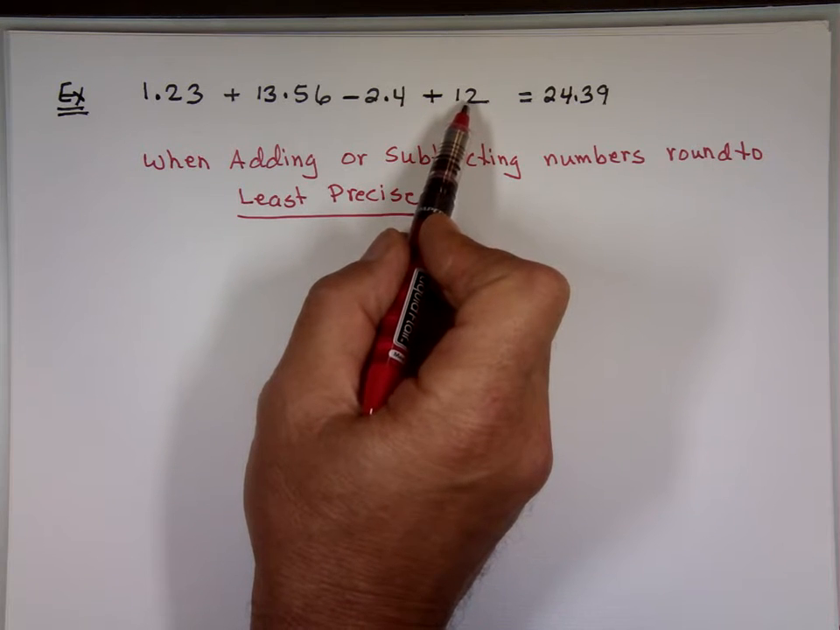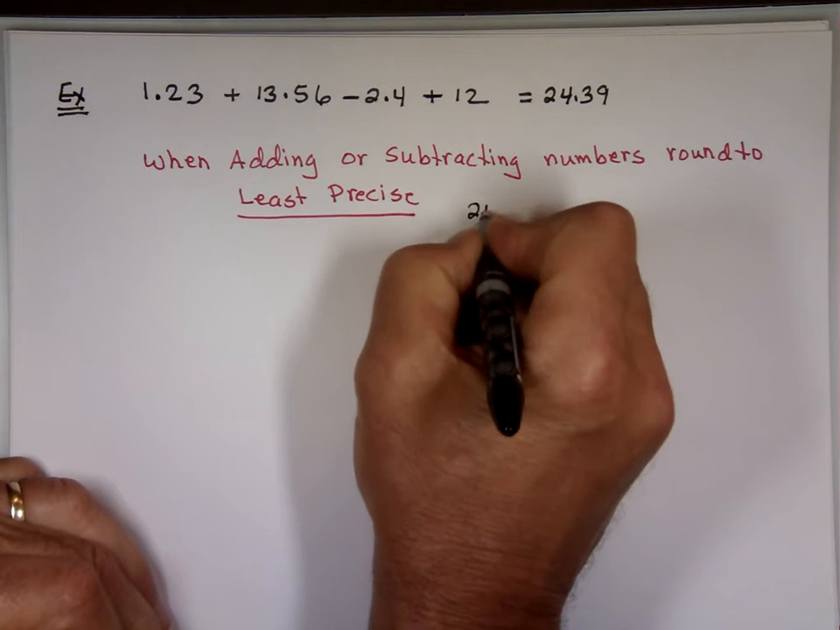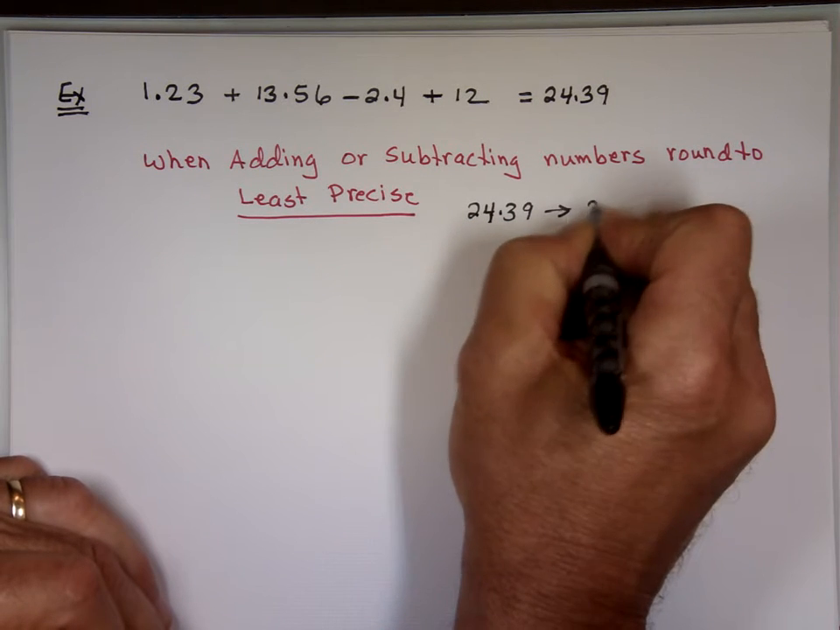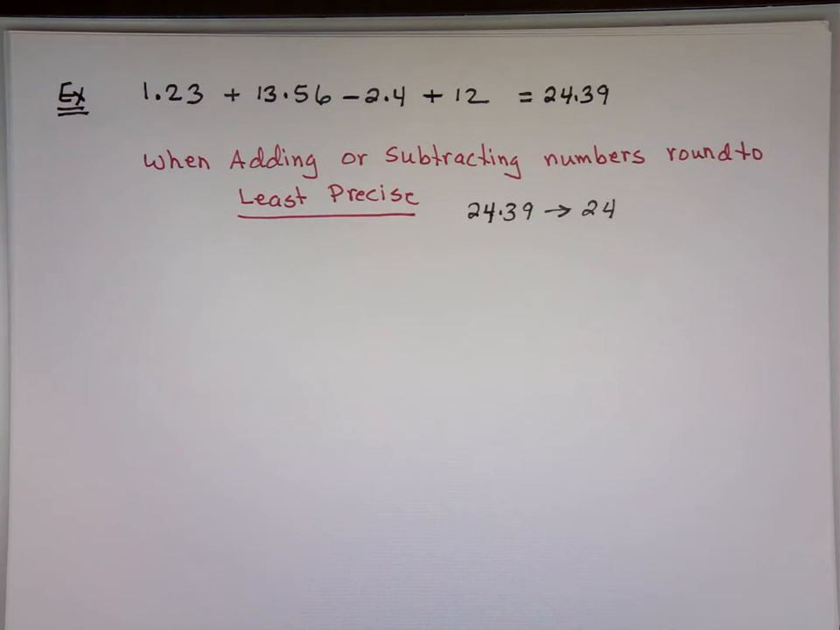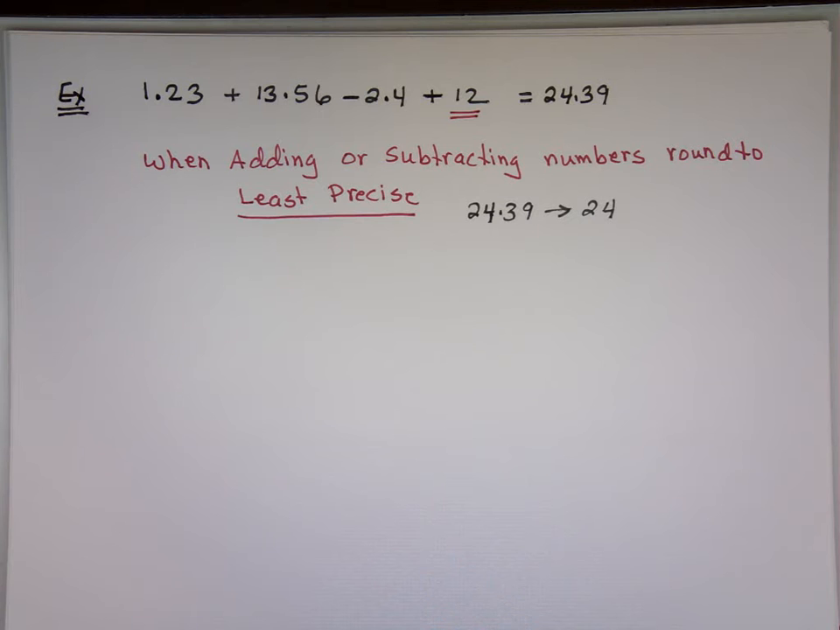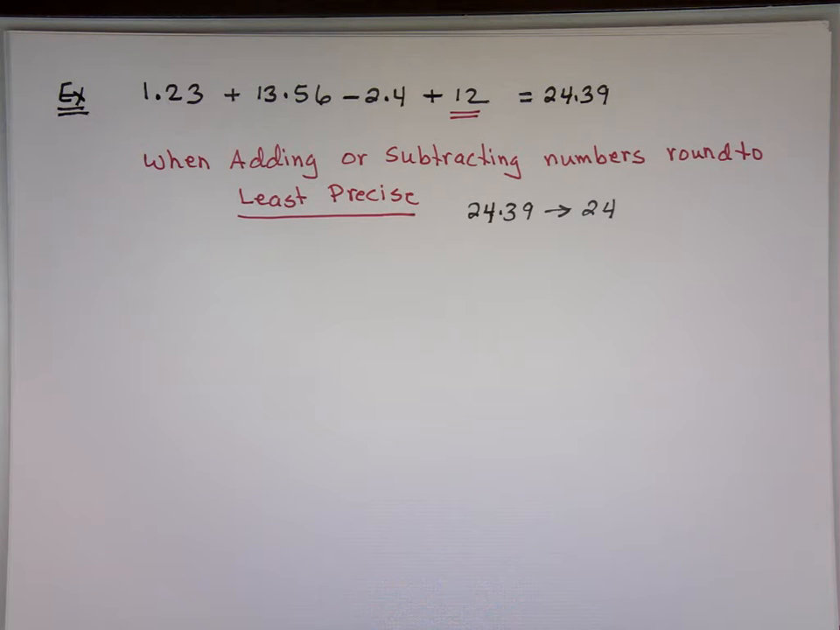So that answer now, it's no longer 24.39. We take the 24.39 and we change that to 24. This is the least precise number, with no decimal values. So my answer should not have any decimal values in it. Let's try another one.